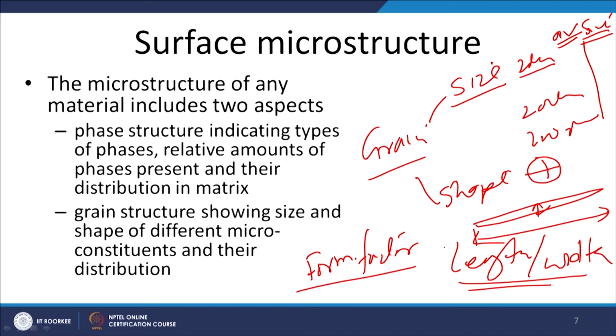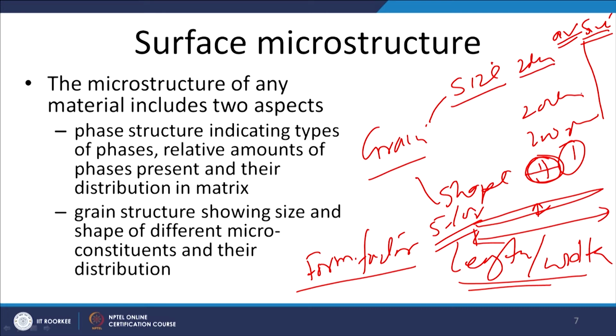In case of circular shape components, the form factor is 1 because length and width both are same, while in case of needle shaped structures where length is significantly greater than the width, the form factor may be like 5 or 10. So, depending upon the shape, the different constituents can have different types of form factor. This is about the shape of the second phase particles.